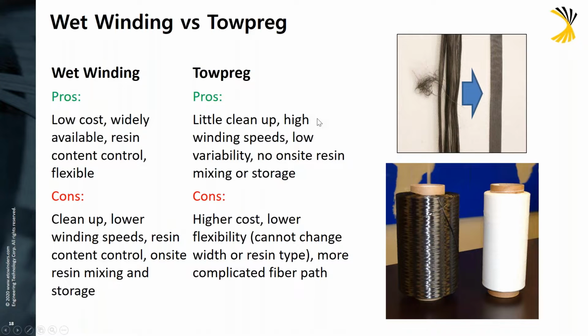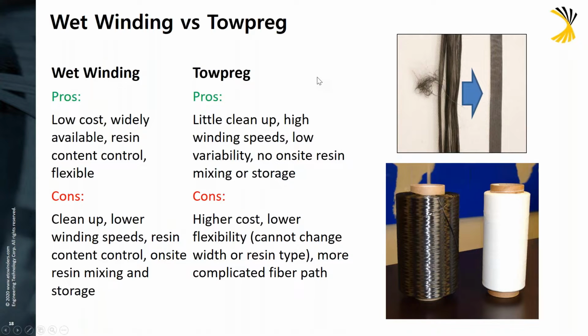Pros for Towpreg include less cleanup, much higher winding speeds, lower variability within the product. Most Towpreg manufacturers will quote very good variability on resin content, tow width, and other factors. So low variability. There's no on-site resin mixing or storage to deal with. So it greatly reduces the footprint required to run your product.